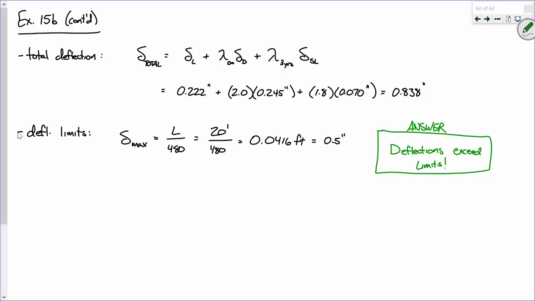Greater effect on your moment of inertia, exactly. Your moment of inertia is BH cubed over 12. The height has that cubic effect on your moment of inertia as opposed to the width. You get much more bang for your buck making it deeper as opposed to making it wider. And by increasing your moment of inertia, you're going to drop your deflection. So making your beam deeper would help.